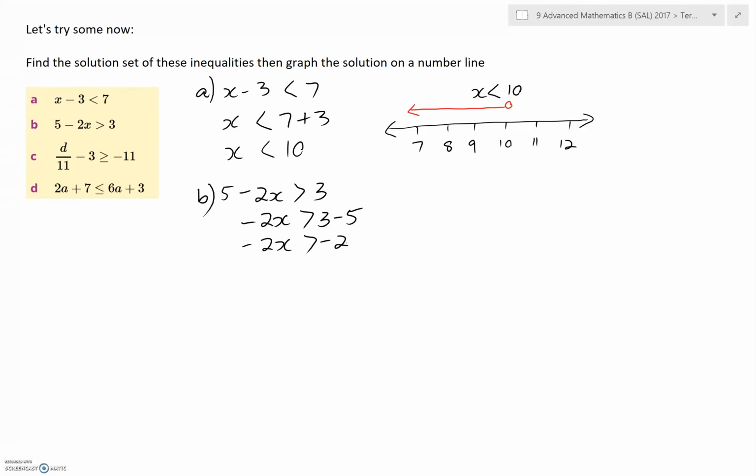And remember the rule is if you divide or multiply by a negative number, you have to swap the sign. So in this case, I need to write my sign the other way because I'm dividing by a negative number. Probably a good idea at this point to be writing this step down. So negative 2 divided by negative 2 is of course 1. So x is less than 1 is what we're after here. So again, let's plot that.